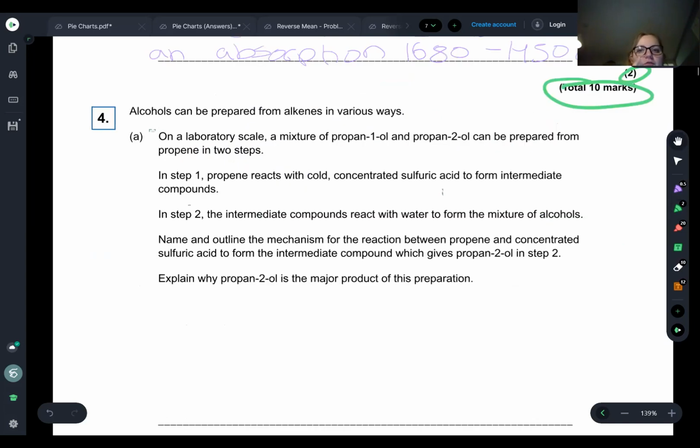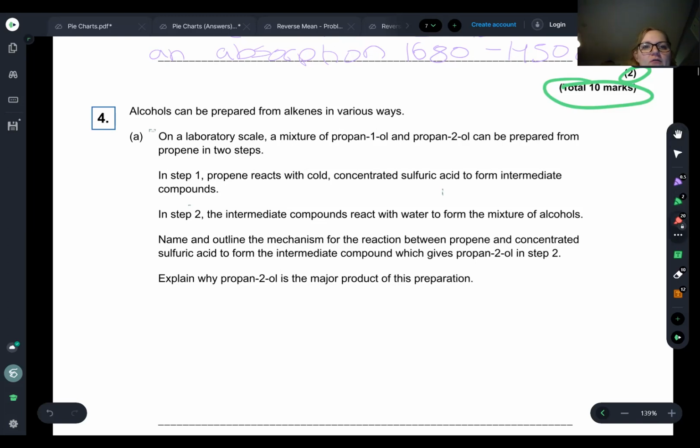Alcohols can be prepared from alkenes in various ways. So this is that opposite. You know how we were saying, oh, we can turn alcohols into alkenes. We can make alcohols from alkenes as well. So one way is on a laboratory scale, and we get a mixture. And let's have a quick look at what I mean.